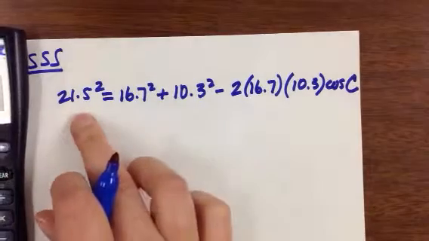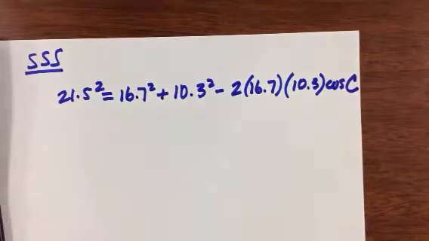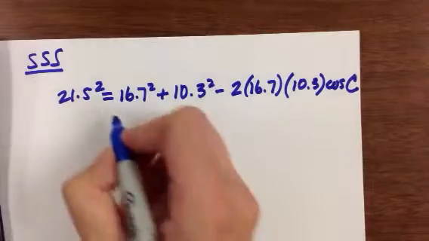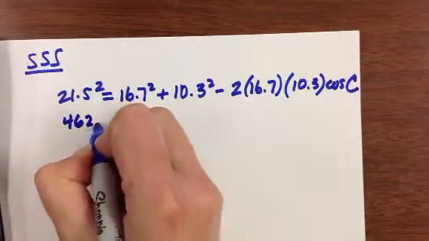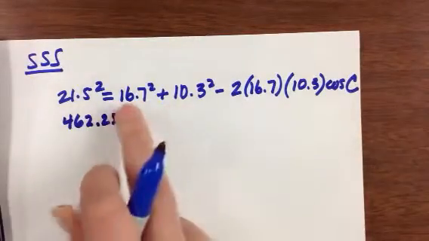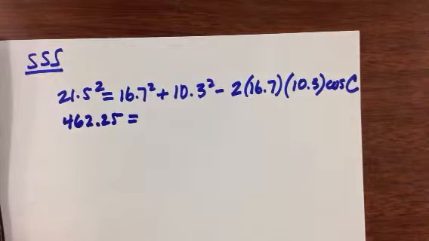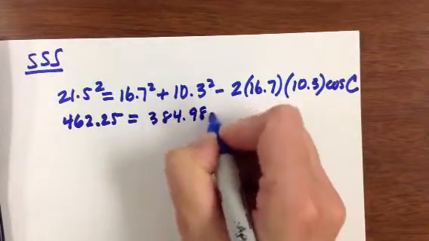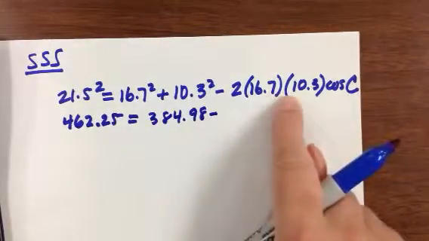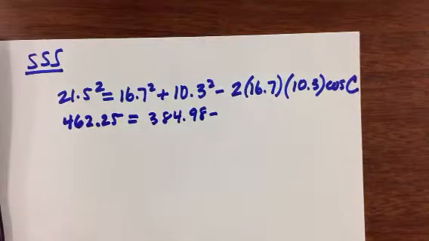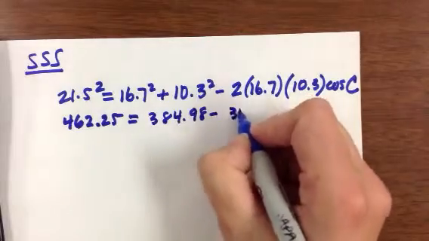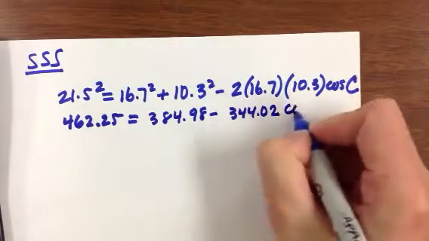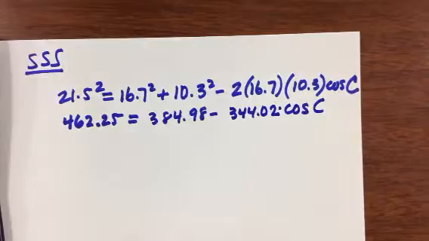So the first thing I'm going to figure out is 21.5 squared, which gives me 462.25. Then 16.7 squared plus 10.3 squared gives me 384.98, minus. I'm just going to simplify what's in front of the cosine of C: 2 times 16.7 times 10.3 gives me 344.02 cosine of C. Remember, that's multiplying.